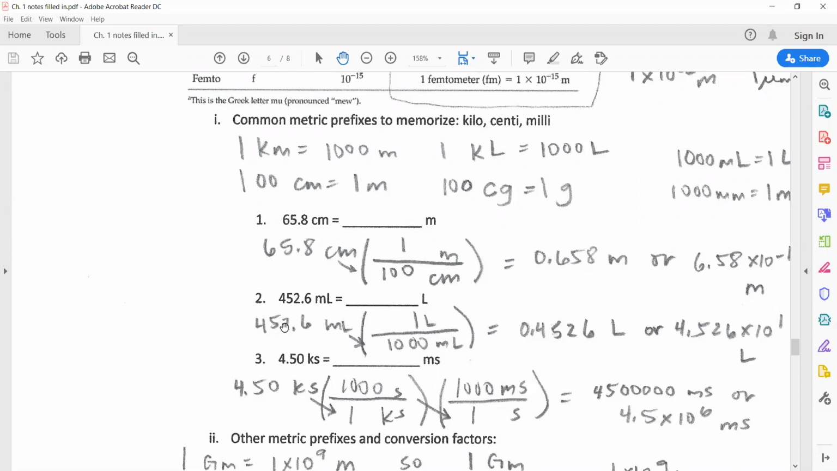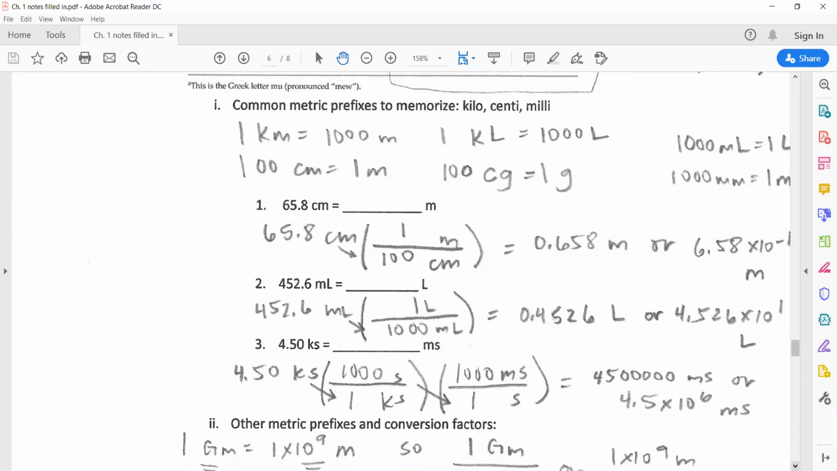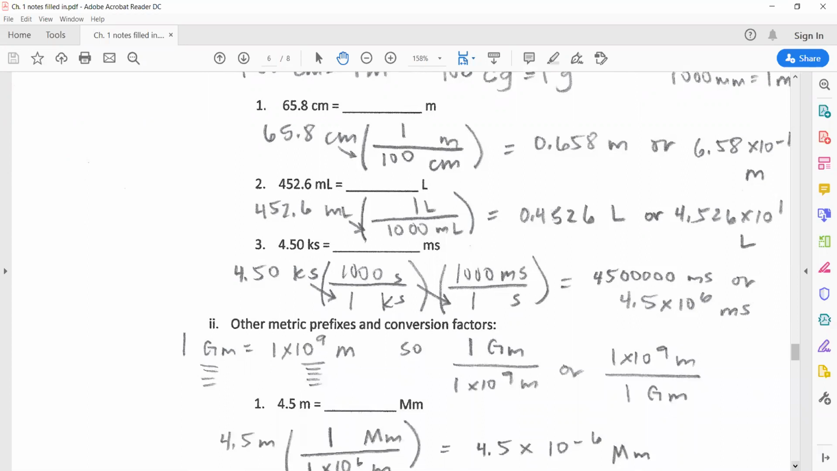Okay, 452.6 milliliters. I take the unit milliliter, put it on the bottom. Milliliters into liters. I know that 1 normal unit always has 1,000 millis, because that's what milli means. So if I have 1,000 milliliters, I'll end up dividing by 1,000. Here's my answer, and I'll check my sig figs to match the beginning. 4.50 kilo. Now here's another, a little bit different example.